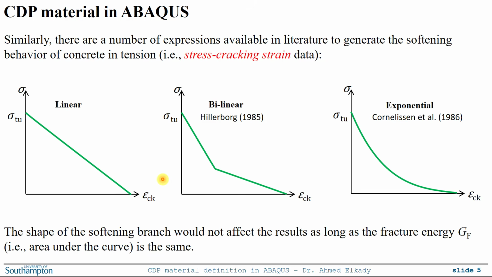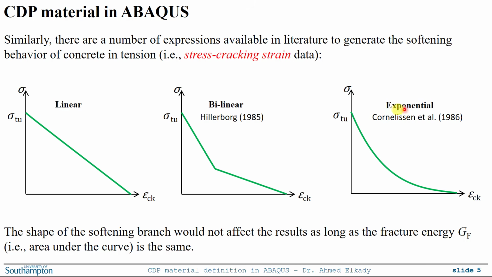Again, there are a number of approximations. You can just approximate it using a linear approximation, if you know the cracking strain at which the stress becomes zero, pretty much the ultimate failure one. You can use a bilinear approximation. If you go to this reference over here by Hillerborg 1985, you can find the formulation for this bilinear curve, how to define it, how to define pretty much this point.